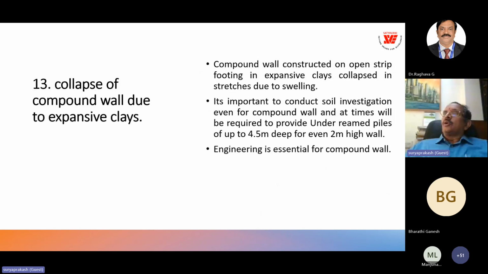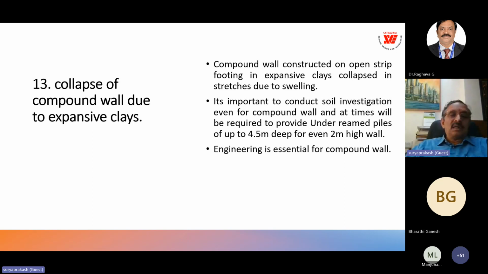Next is the collapse of a compound wall due to expansive clays. This is a very common thing. People think, why provide a 6 meter deep under-reamed pile for a 2 meter high compound wall? This is the mental block most builders and engineers have, but it is very, very essential to design the piles, even for a compound wall, if you want the compound wall to be safe.